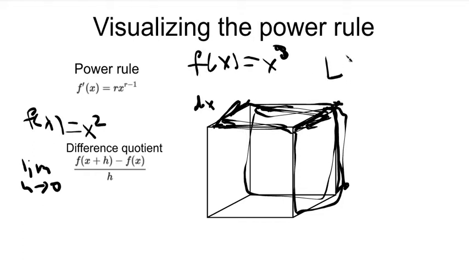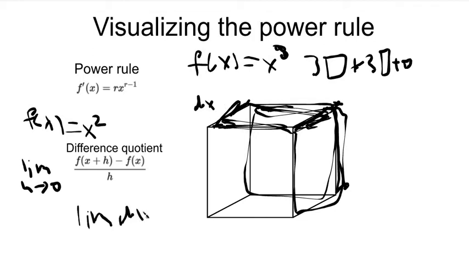So we have three faces plus three rectangles plus one small cube. Let's do the same process. If we take the limit as dx approaches 0, they get infinitely small, which would mean the cube and the rectangles would be negligible and shouldn't be counted.